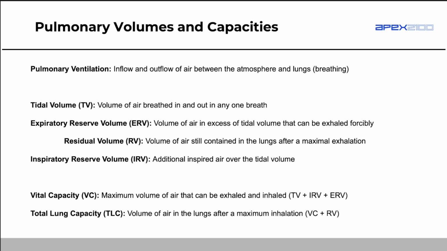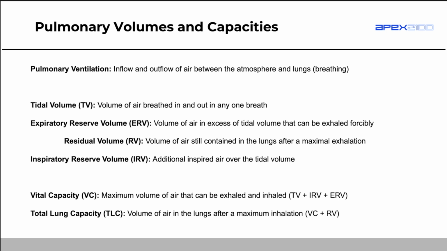Inspiratory reserve volume is the same, except it's when you take a breath in. So say I take a normal breath in and then I breathe in even more. That's my inspiratory reserve volume. So it's the total amount of air that I can breathe in. It's like a maximal breath in. Now, vital capacity is the maximum volume of air that can be exhaled and inhaled. So it equals our tidal volume plus our inspiratory reserve volume and expiratory reserve volume. It's basically the amount of air that I can use. It's all of the air that I can breathe in and out.